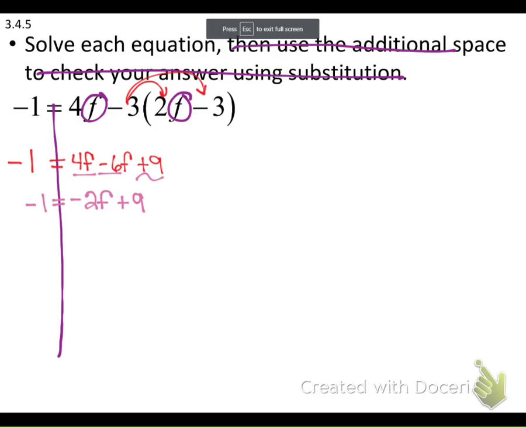How do I get the F by itself? Cancels. -1 minus 9. Right side, I bring down -2F. How do I get the F by itself? Not plus, because the 2's touching the variable, which means divide. What kind of 2 is that?